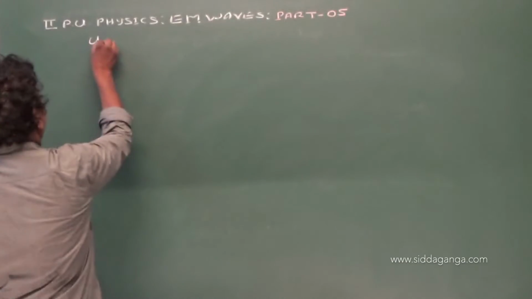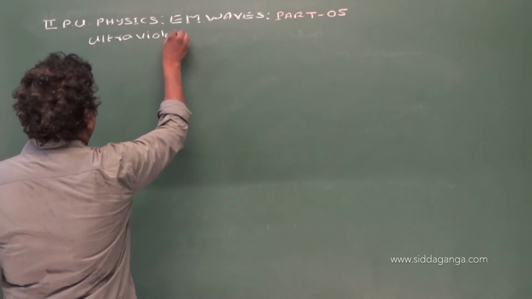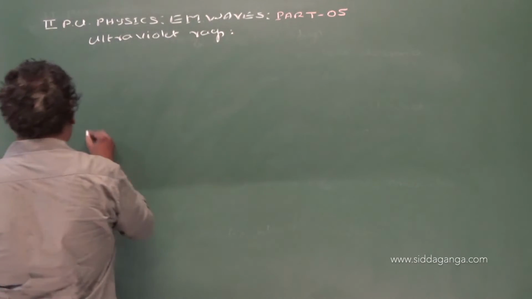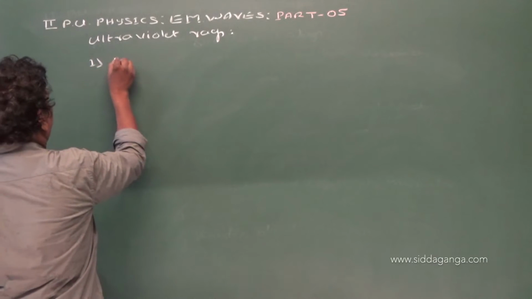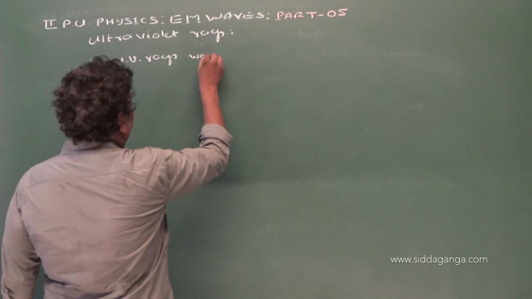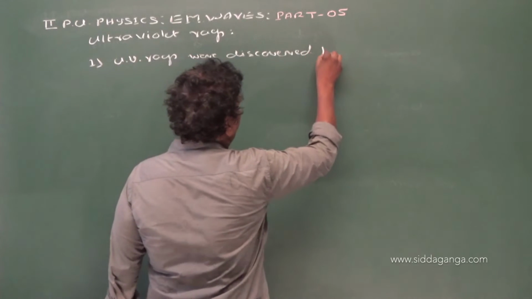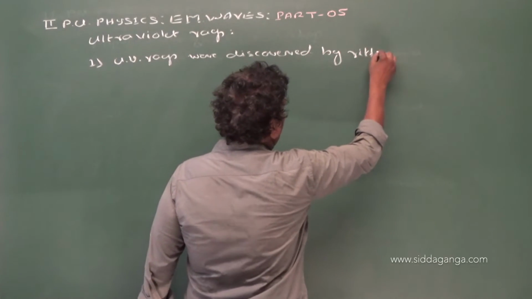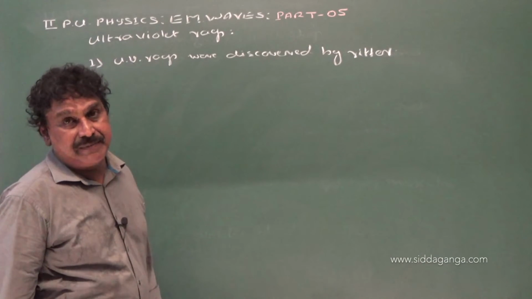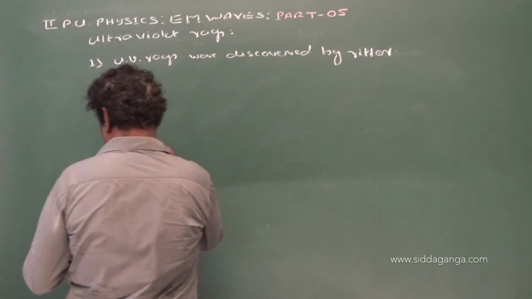Now, ultraviolet rays. Number one, ultraviolet rays or UV rays were discovered by a physicist named Richter, who discovered ultraviolet radiation.